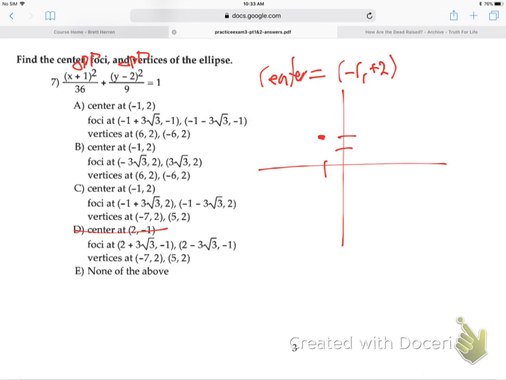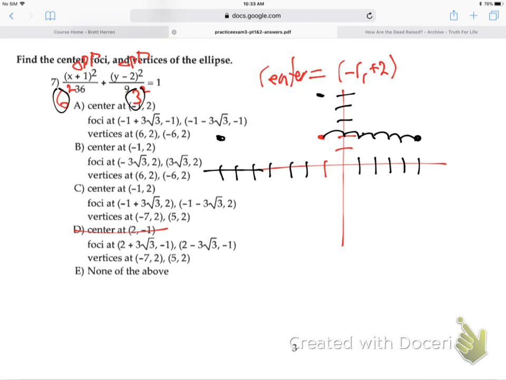Okay, now 36. This is where students were getting confused yesterday. I would write that as 6 squared and 3 squared. Just rewrite that for yourself to help. 36 is 6 squared. The 9 is 3 squared. And then that's right and left 6. So from the center, I go right 6, 1, 2, 3, 4, 5, 6, and left 6, because that's what's under X. X is always right, left from the center. What's underneath Y, 3, is up 3, down 3, and then you draw your ellipse.